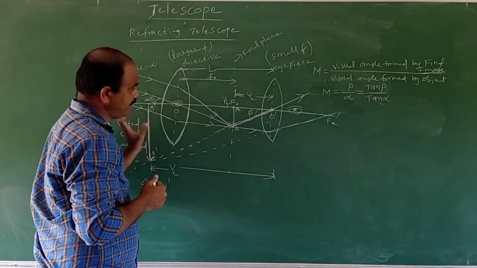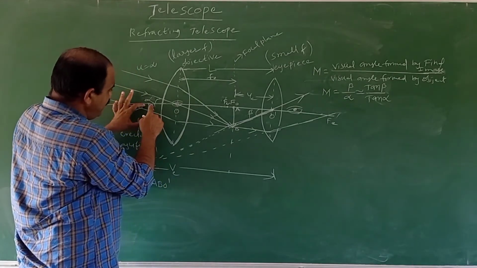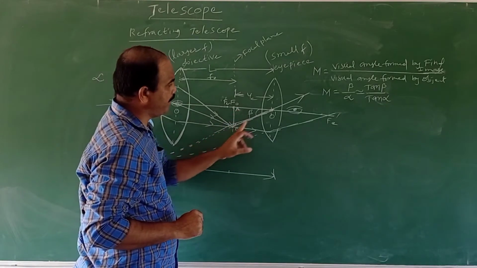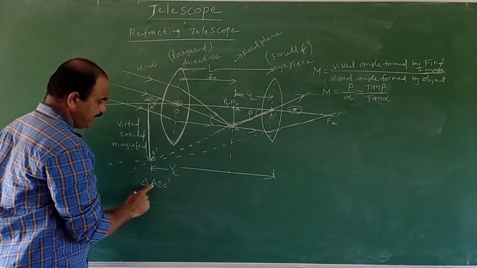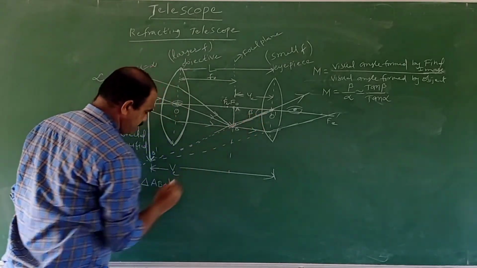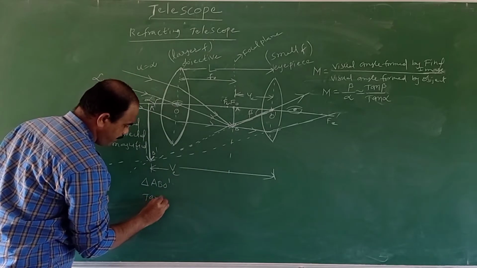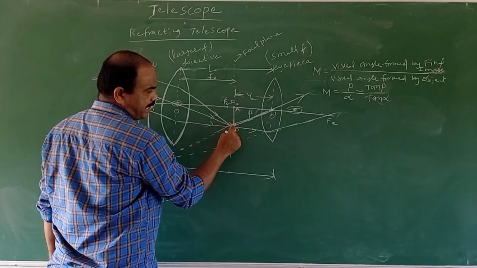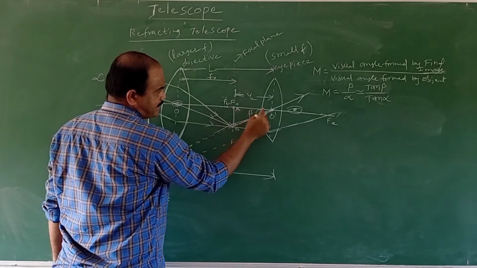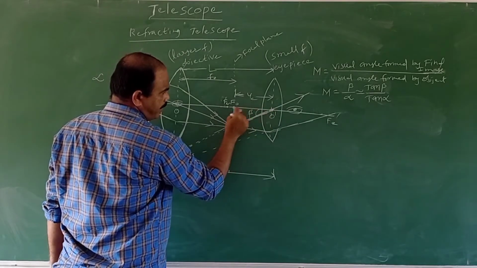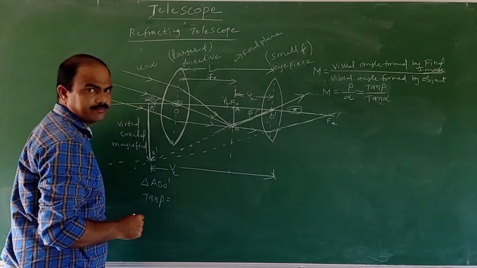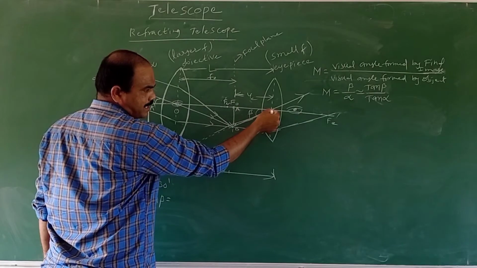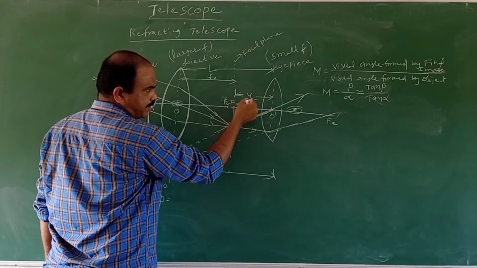So that's why, instead of triangle A'OB', I am taking the triangle ABO'. In the triangle ABO', what is tan beta? Tan beta is the opposite side over the adjacent side. The opposite side is AB, and the adjacent side is A'O, which is u_e. This is the object for the eyepiece, and the distance from the optic center to this object is known as the object distance.